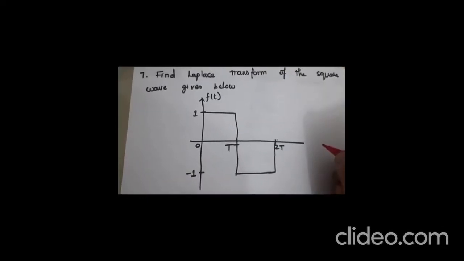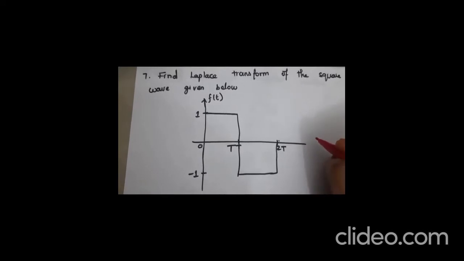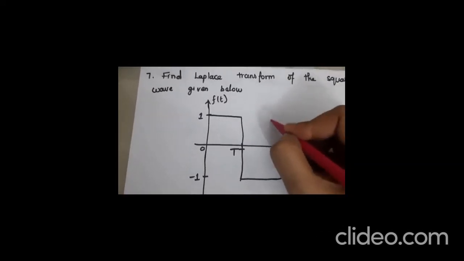So seventh question, find Laplace transform of the square wave given below. So first write the function of this.